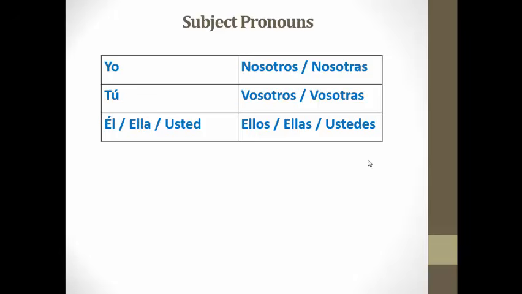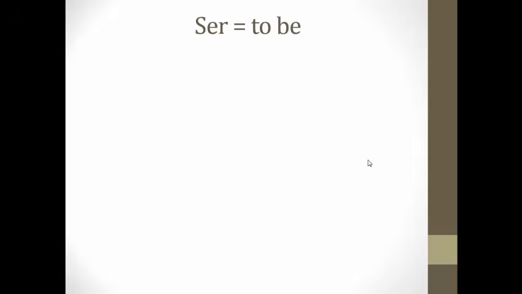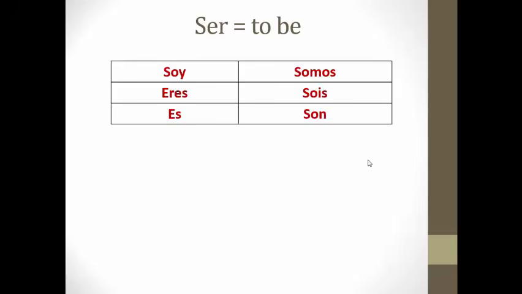Okay, in your next section, we're going to review the verb ser. We'll remember from Spanish 1 that the verb ser means to be. Its conjugation: soy, eres, es, somos, sois, son.